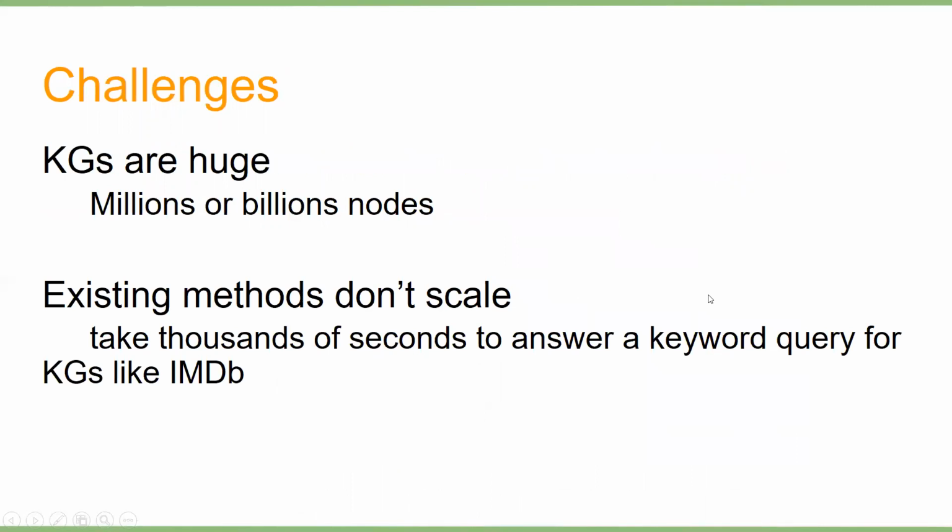The challenge for this problem is that the problem itself is NP-hard, and nowadays knowledge graphs are huge. For example, DBpedia and Google Knowledge Graph contain millions or billions of nodes. According to a recent survey, existing methods don't scale. They usually take thousands of seconds to answer one single query for knowledge graphs like IMDb.